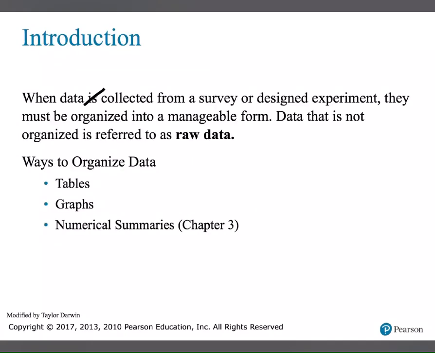When data are collected from a survey or designed experiment, they must be organized into a manageable form. Data that is not organized is referred to as raw data. So that's basically just rows of numbers, lots of numbers, and it's probably overwhelming at first if you've got all those numbers and it's not organized. So we want to take that raw data and organize it into one of these three ways: tables, graphs, or numerical studies, which we won't see until Chapter 3.